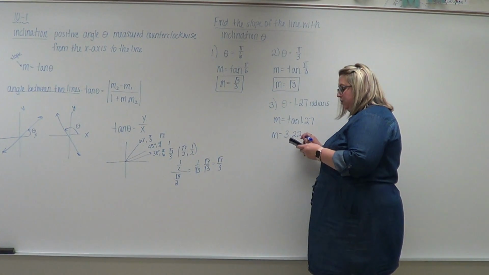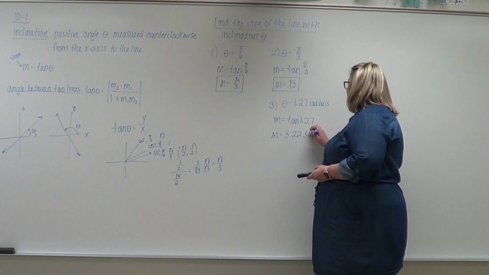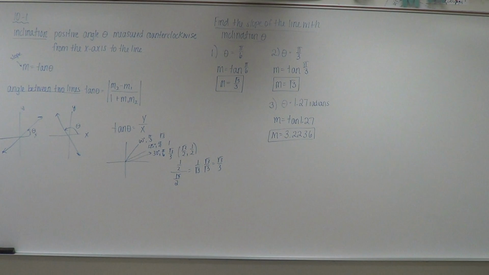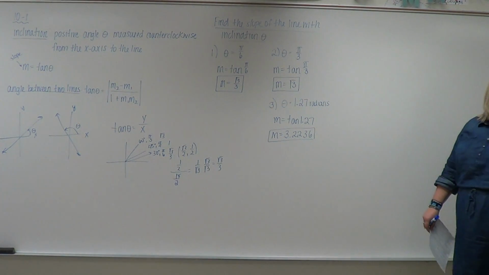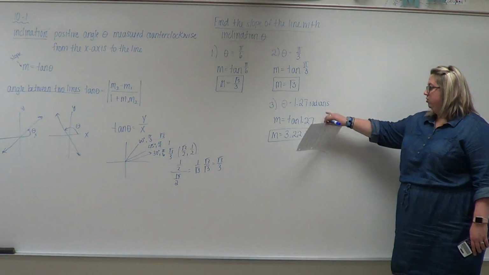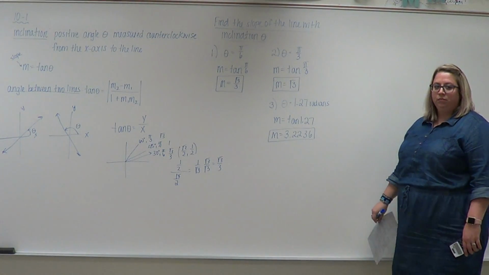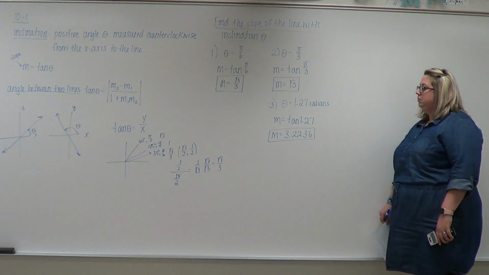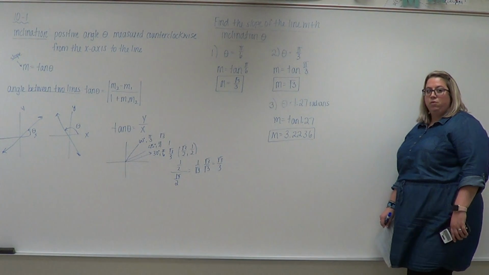I'm going to be consistent with the book. Besides degrees, everything else they do is 4 decimal places. Degrees, I think they do 1 or 2, but everything else is 4, so let's be consistent with the book, unless it tells you specifically what to round to. How did you get that? Tangent of 1.27. So you just plug that in. Just make sure your calculator's in radians because your angle's in radians. Everybody okay with finding the slope?